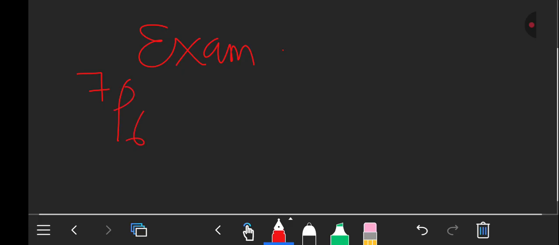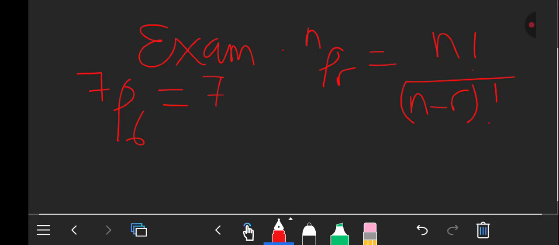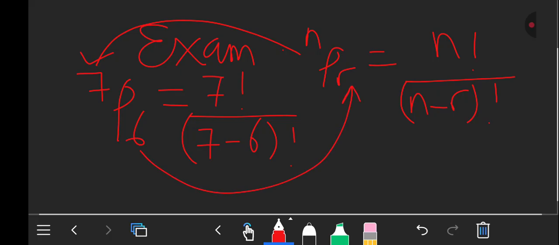7 permutation 6. What's the answer? So we've said when you have n permutation r, this is equal to n factorial over n minus r factorial. So we are going to say 7 factorial over 7 minus 6 factorial. So n is 7 there, r is 6 there. So this is how you compare.